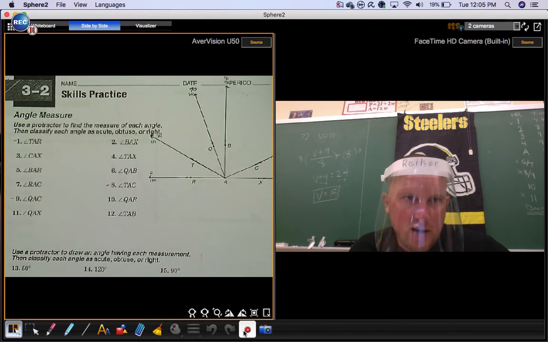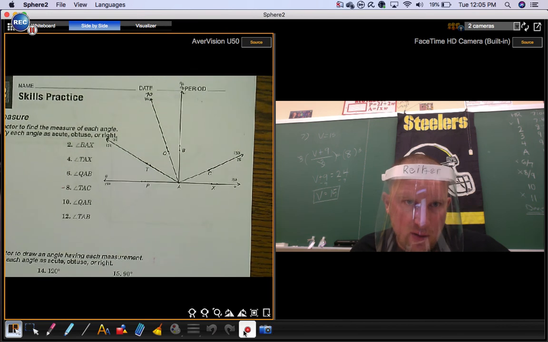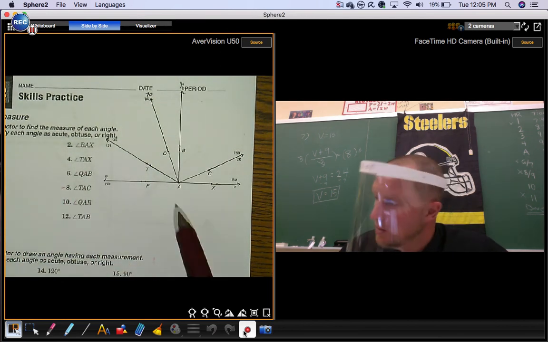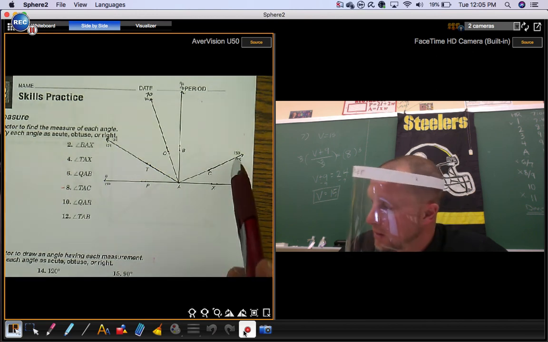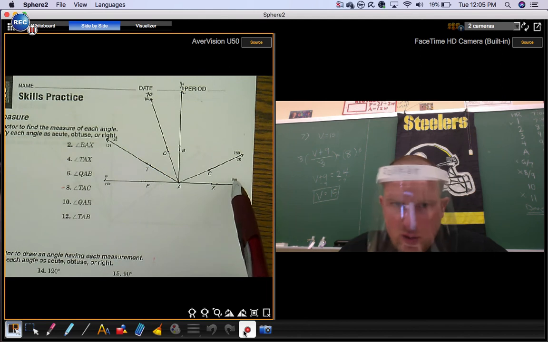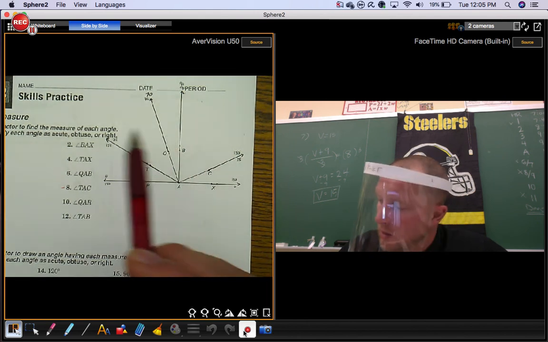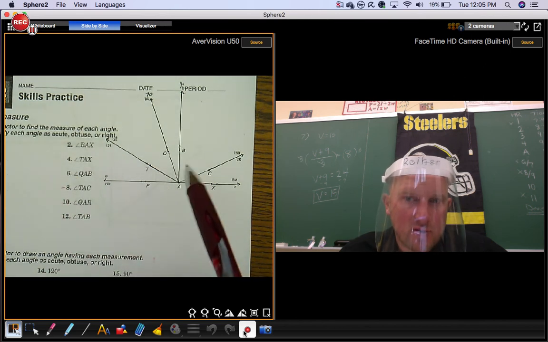This is the skills practice for section 3.2. It's on angle measures. We're going to use this diagram and the protractor postulate to find the measures of these angles. So this diagram, we kind of adjusted it and put the scales going from left to right and right to left on each of these rays. That way all we need to do to calculate the angle measures is to subtract the two numbers.